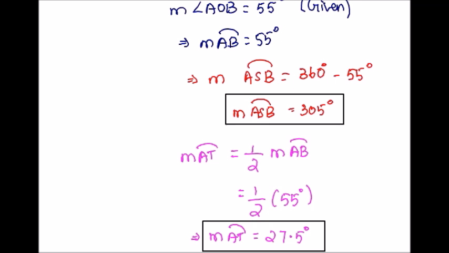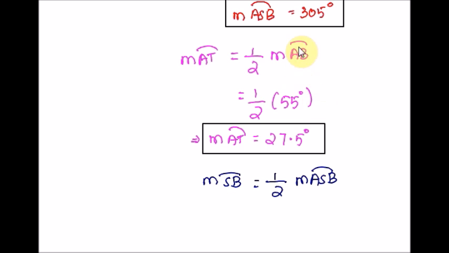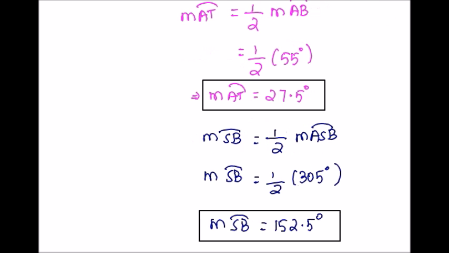Same way, let's find the measure of the arc SB. The measure of the arc SB is nothing but half the measure of the arc ASB. ASB is 305. So what is half of 305? That's it for this example.